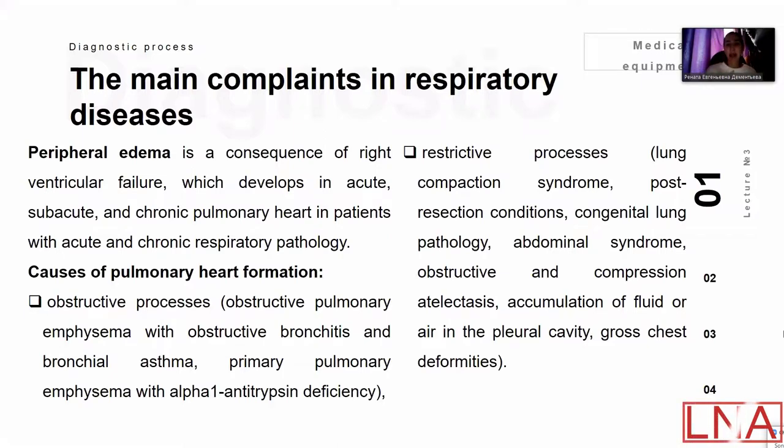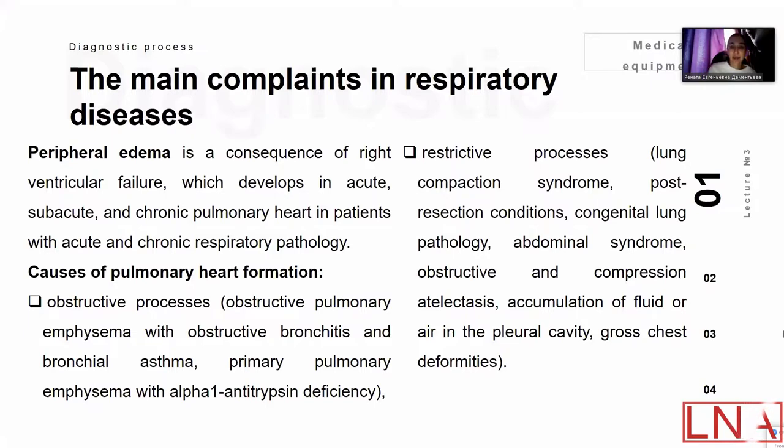Next, first group, obstructive processes. Second big group, restrictive processes. Included are lung compaction syndrome, post-resection condition after resection of part of the lung, and congenital lung pathology. Many types of congenital lung pathology can be a cause of development of pulmonary heart formation, as can compression atelectasis after compression and collapse of the lung, accumulation of fluid or air in the pleural cavity, and gross chest deformities. Look, chest deformities can also be a cause of formation of the pulmonary heart.